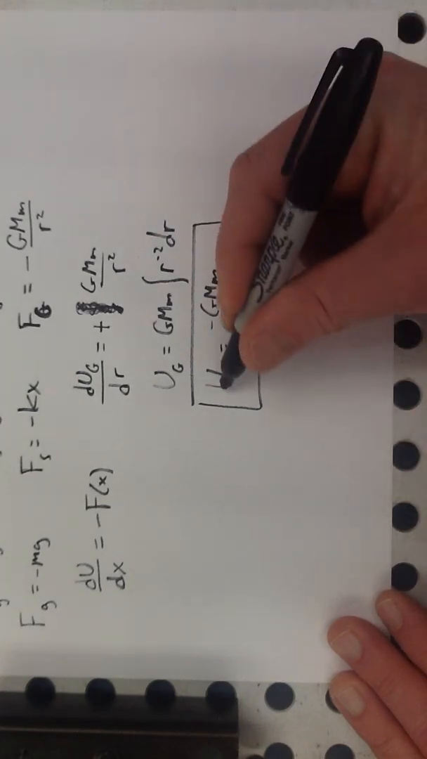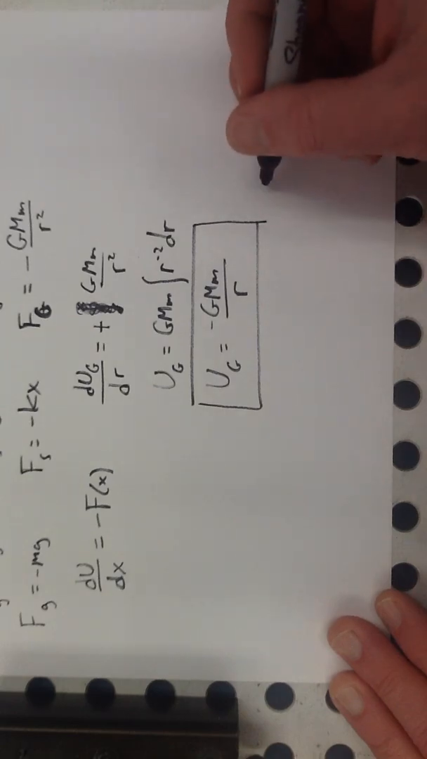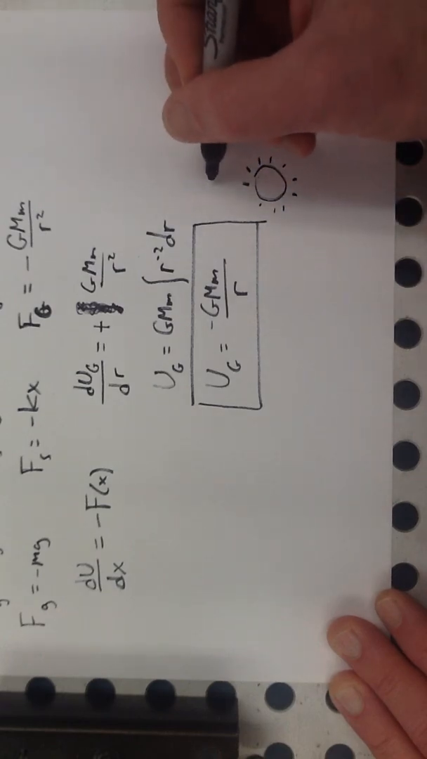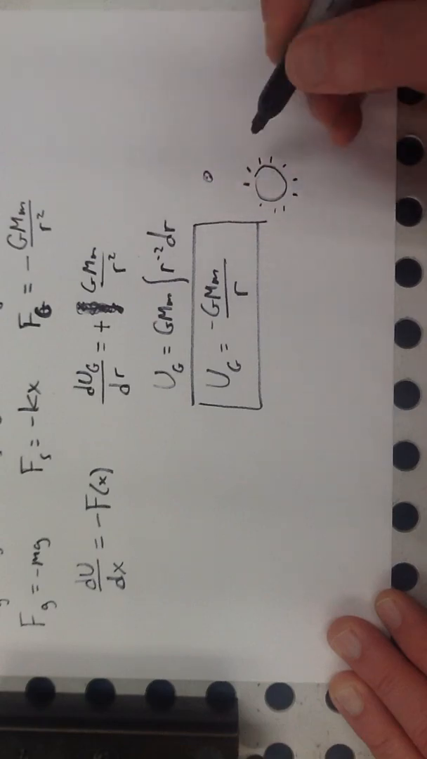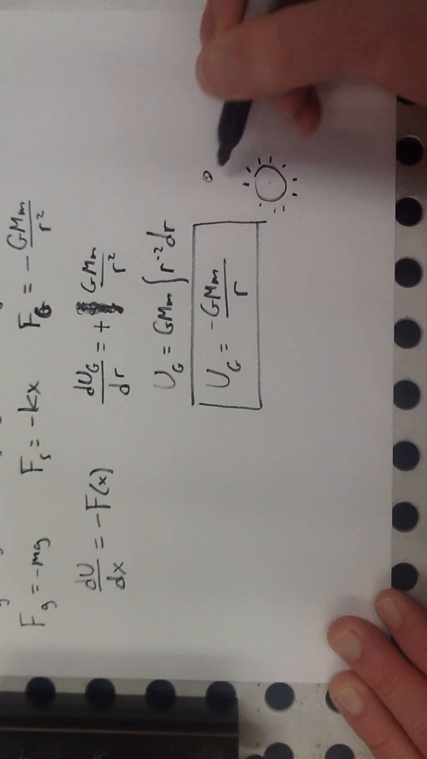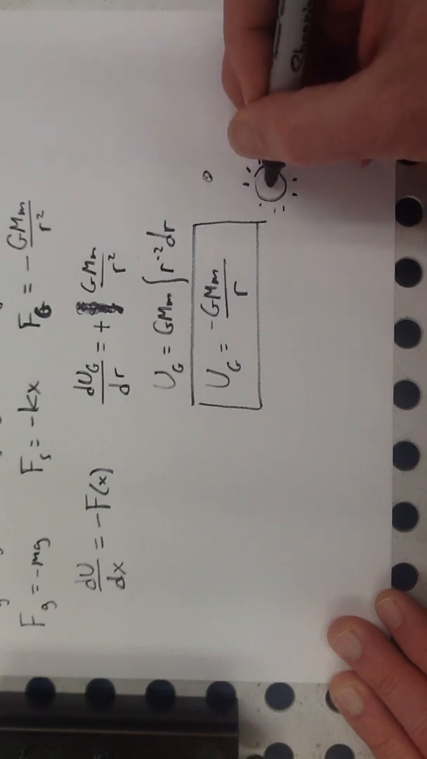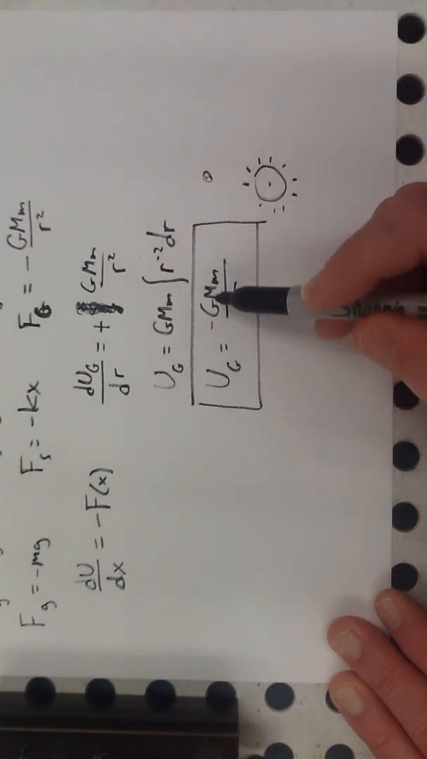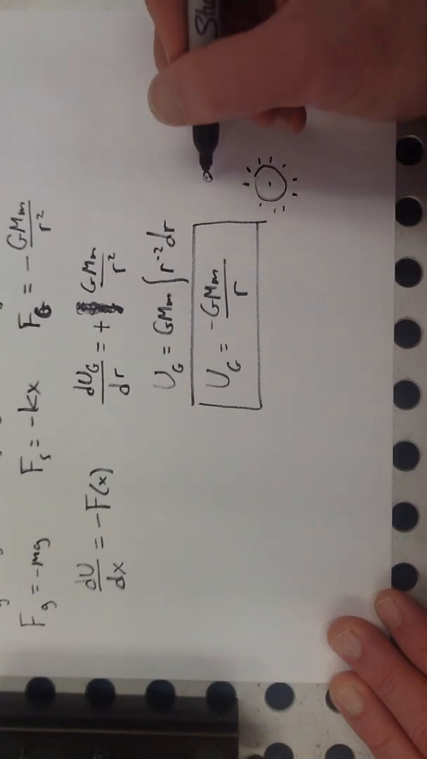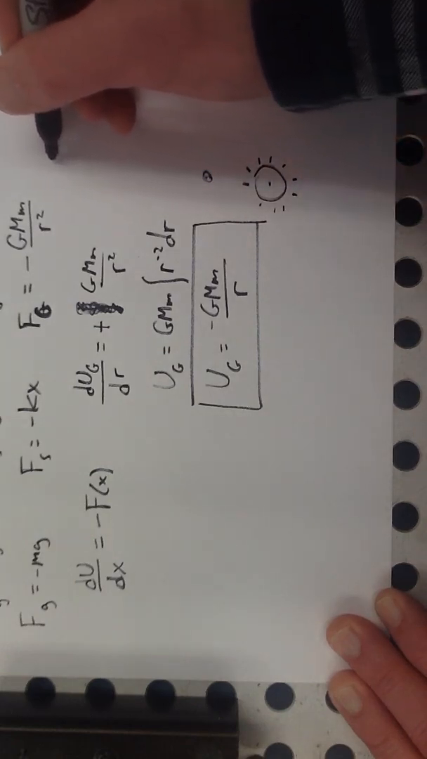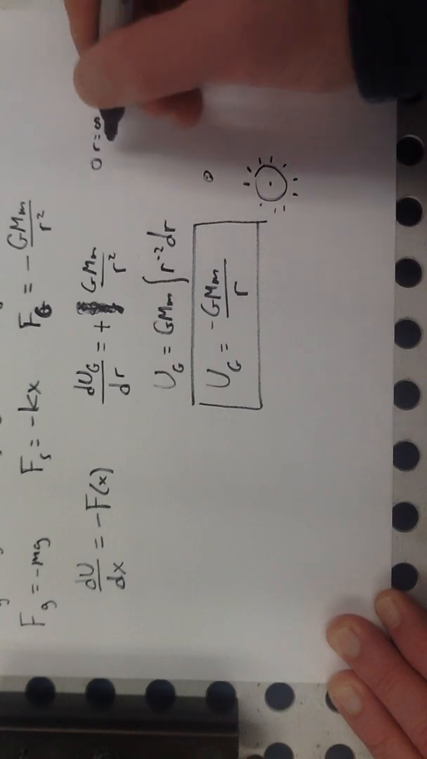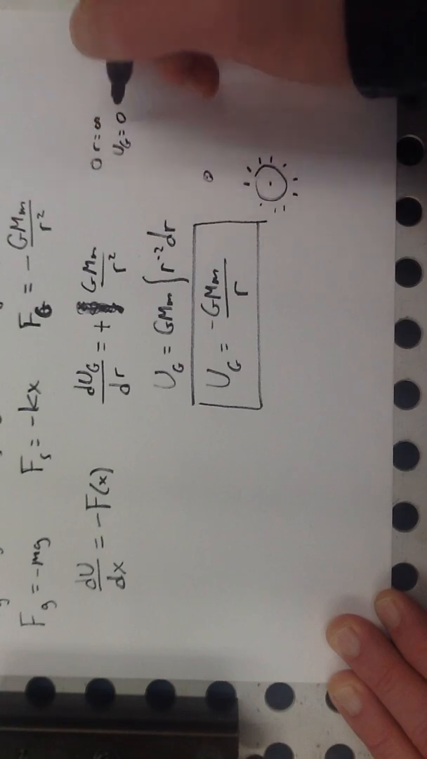Then when this goes to infinity, this goes to 0. So it's kind of like, if we're talking about our sun, and here's the Earth, how much universal gravitational potential energy is there at this location here? How much does the Earth have? Well, it has this much, right? Negative GMm over r. And if you were going to take the Earth and move it further and further away, then eventually when you get to infinite separation, this is where you have 0.